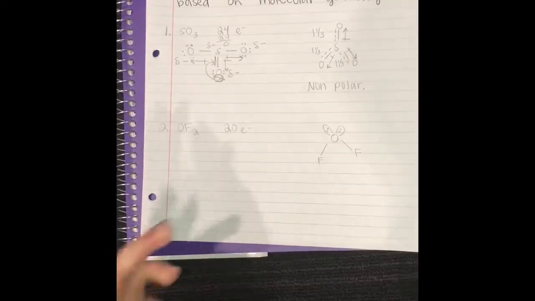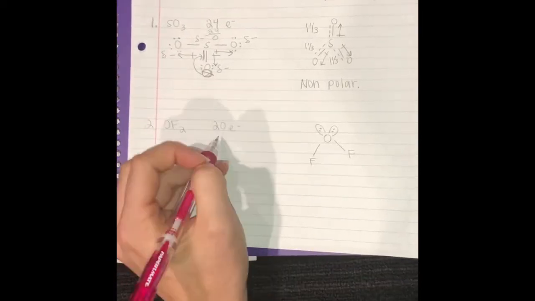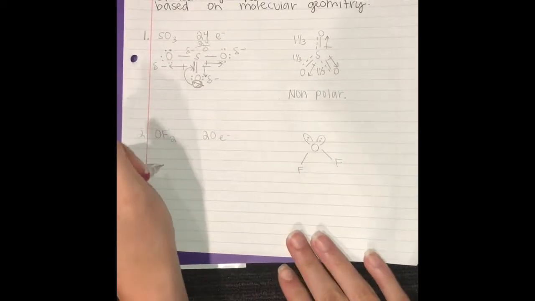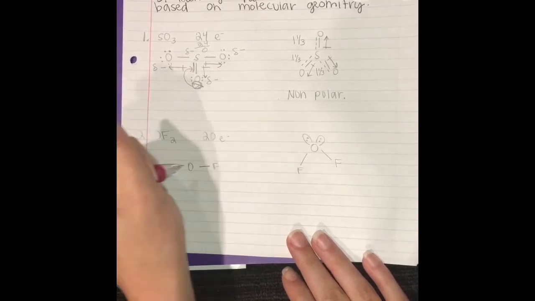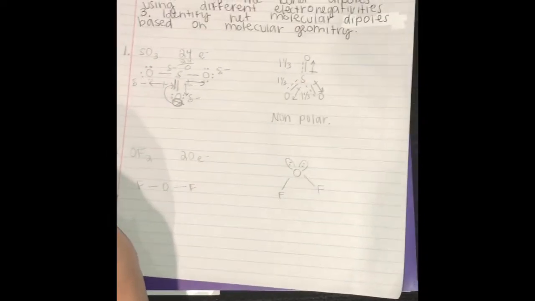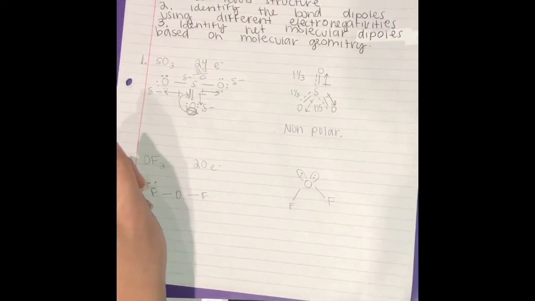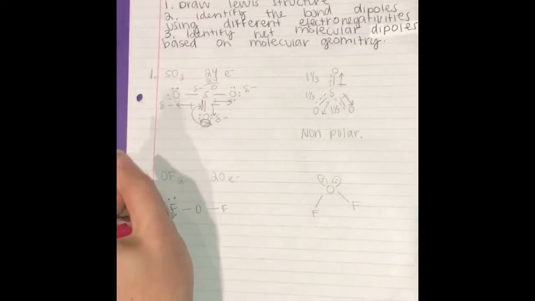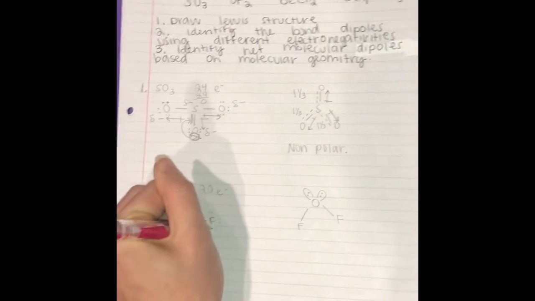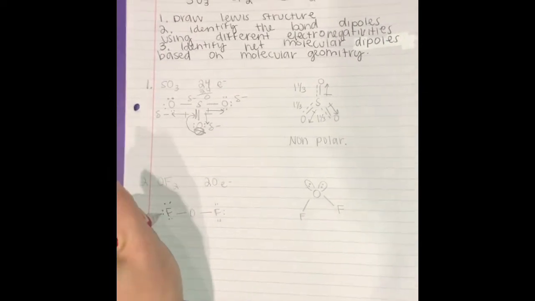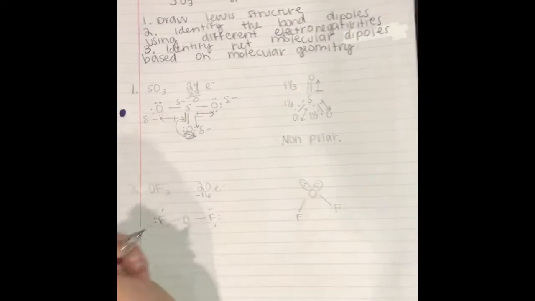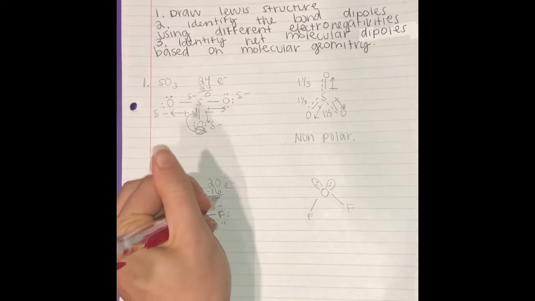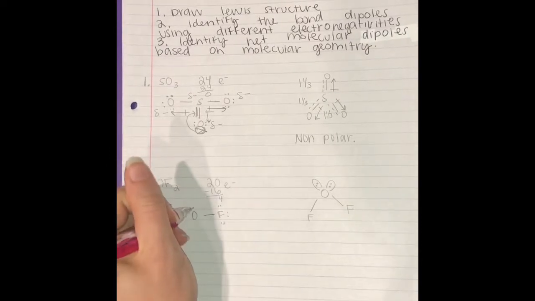Okay, moving on to OF2. There are 20 electrons, and we're going to have O in the middle, and then we're going to go out to fluorine because it is more electronegative, and we're going to fill out the outside octet. So with that, there's 2, 4, 6, 8, 10, 12, 14, 16. So we're going to subtract 16, and then we're going to have 4 left. So we can move those onto the oxygen atom.